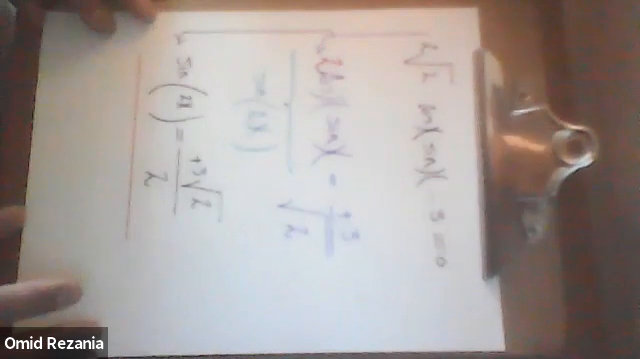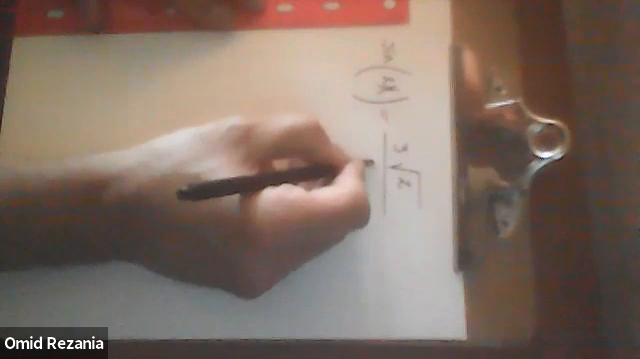Any questions, guys, up to here? No questions? Okay, thanks. Now, what did I end up with? I ended up with this one. Like I said, the sine of 2x is equal to what? It's equal to 3 times square root of 2 divided by 2.